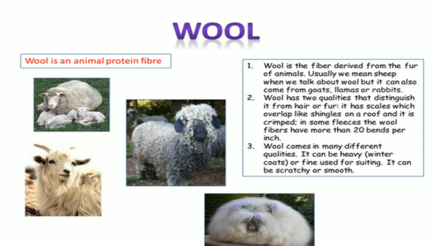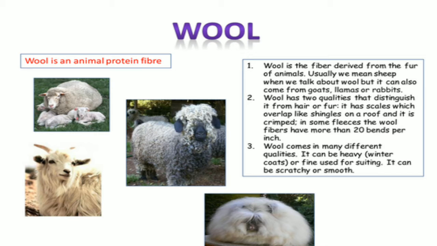So, here we can see these sheep give us wool, and wool is a fiber derived from the fur of an animal, and usually we mean sheep when we talk about wool, but it can also come from goats, lambs or rabbits, and wool has two distinct qualities.